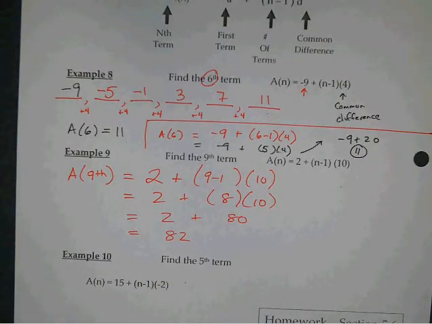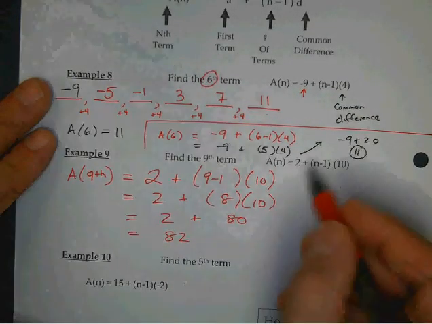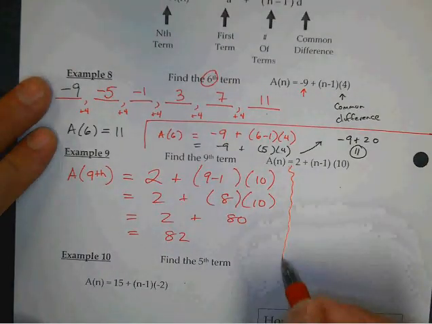Now, could you have put in blanks all the way to 9 blanks? Yes. Would it have worked? How much would you add each time? What's the common difference? 10. You'd add 10 plus 10 plus 10 plus 10. That would have worked. And that's great, but it's a lot easier to do this. Now, this is the easiest question we're going to have today.